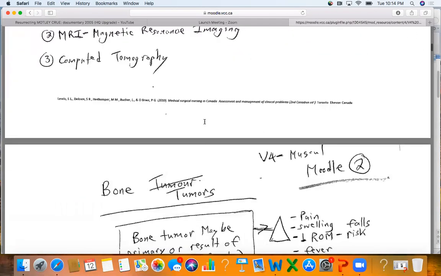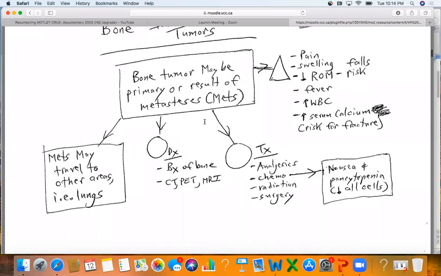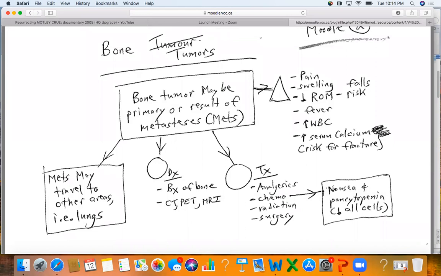The next question asks us to talk about bone tumors. We have enough basic knowledge of cancer and its treatment modalities. So in terms of bone tumors, the symptoms are fairly nonspecific in terms of the pain, fever, increase in white blood cells. Serum calcium might be a bit of a giveaway that bone is having pressure put upon it by tumors, maybe even being destroyed and releasing calcium into the bloodstream.